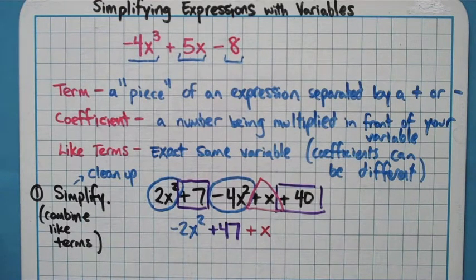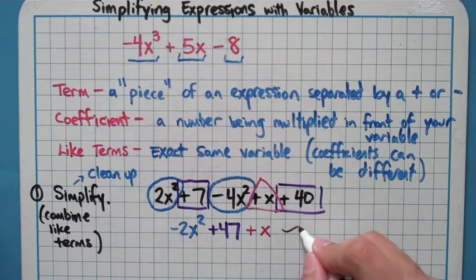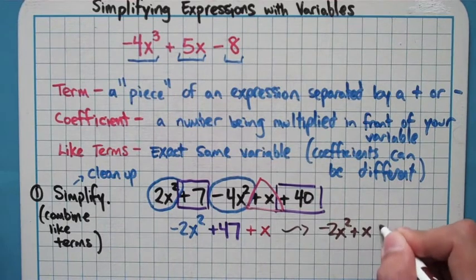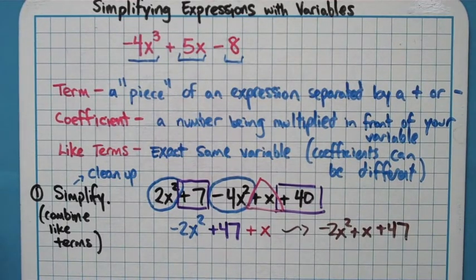Oftentimes, you'll see this written so the variables kind of go with the exponents in descending order. So you can also write this as -2x squared plus x plus 47, and that is the same thing. That's totally fine as well. So that is a simplified or a cleaner version of your original. I have 2 more problems I want to cover in this video.